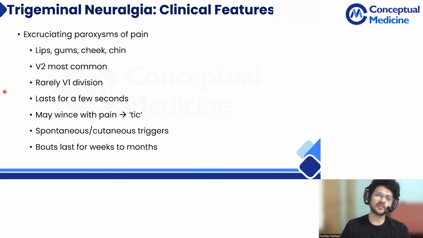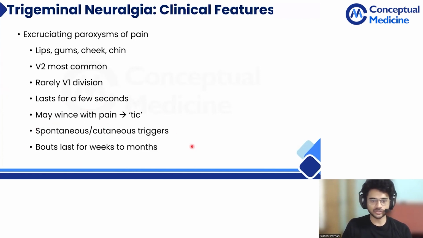Usually the paroxysm of pain lasts for a few seconds, and sometimes the patients may wince with pain. This is called a tic. That is why trigeminal neuralgia is also known as tic douloureux. And the classical feature of these pains is that they are triggered by sensory triggers. So the patient washes their face, brushes their teeth, or a draft of air touches the face. These cutaneous triggers are very classical for trigeminal neuralgia.